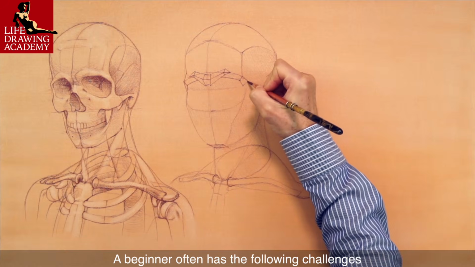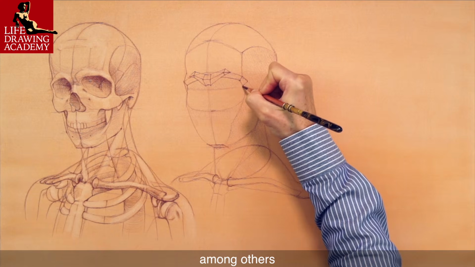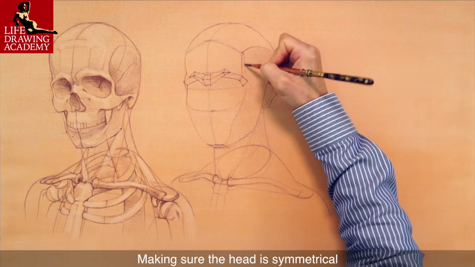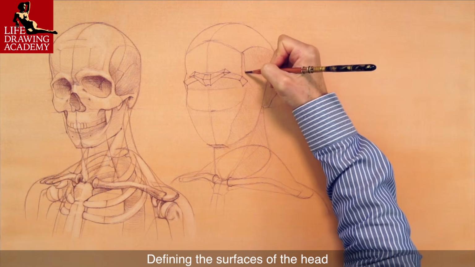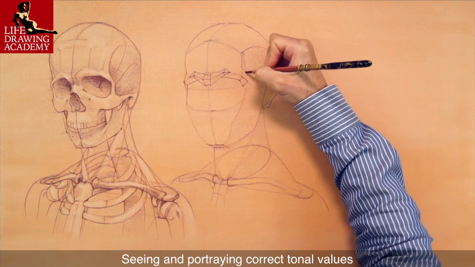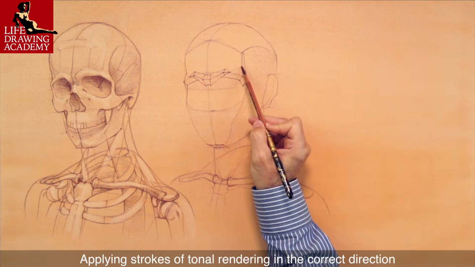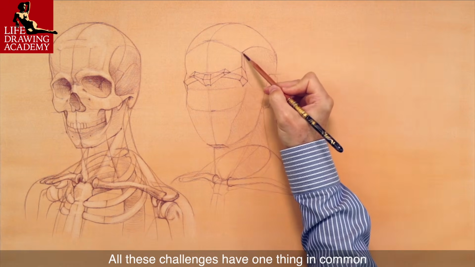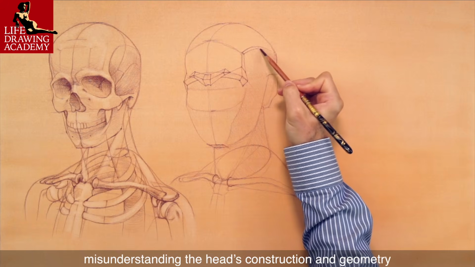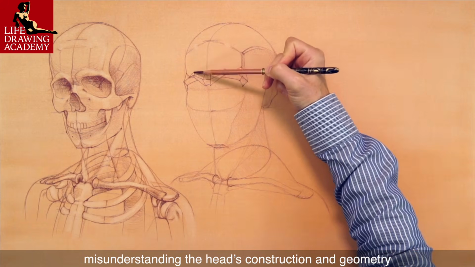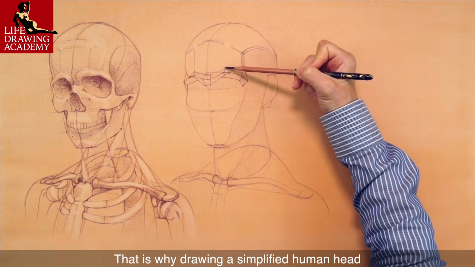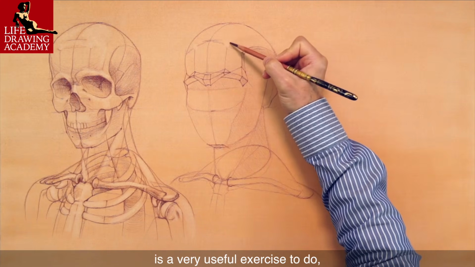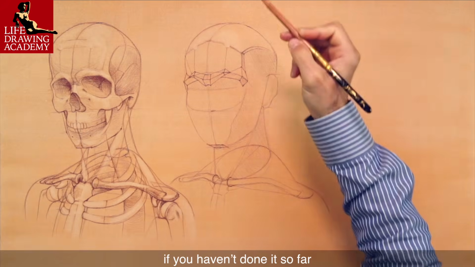A beginner often has the following challenges, among others, when drawing a portrait: depicting the correct proportions of the head, making sure the head is symmetrical, defining the surfaces of the head, seeing and portraying correct tonal values, and applying strokes of tonal rendering in the correct direction. All these challenges have one thing in common: misunderstanding the head's construction and geometry. That is why drawing a simplified human head with virtual planes is a very useful exercise to do if you haven't done it so far.